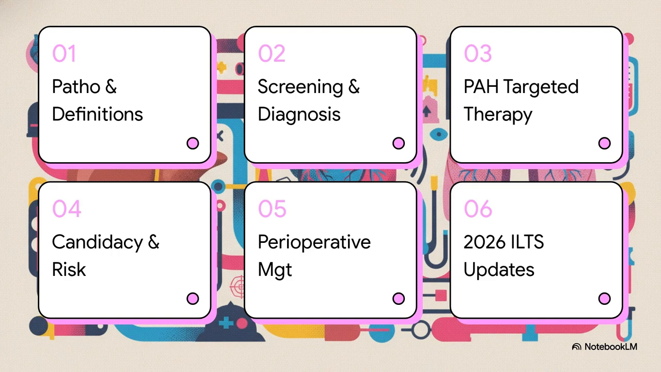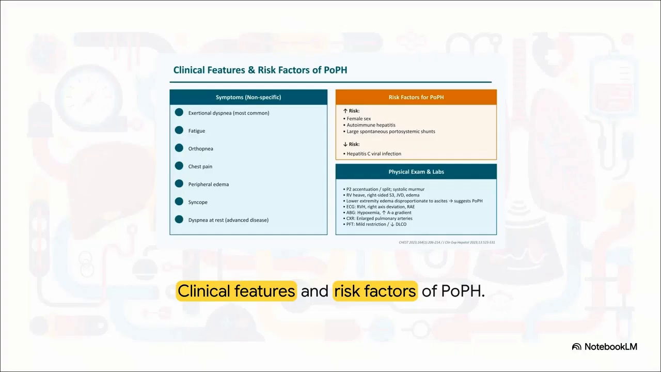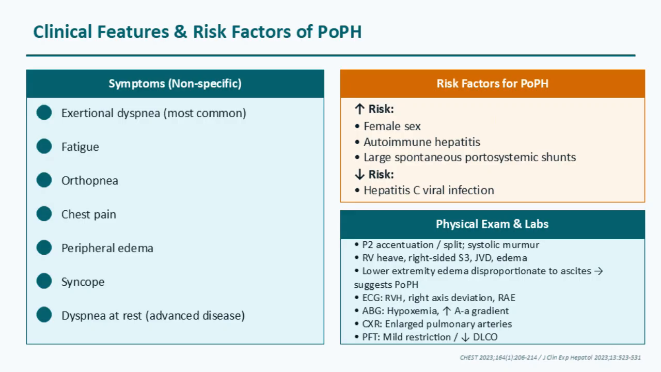Let's jump right in. Section 1, patho and updated definitions. So, let's start with the foundational science of portopulmonary hypertension and its clinical burden. Now, why do we care so much about these precise definitions and mechanisms? Because in our highly specialized transplant world, the line between an acceptable surgical candidate and an absolutely contraindicated one is drawn by these exact hemodynamic numbers. It is quite literally a matter of survival.